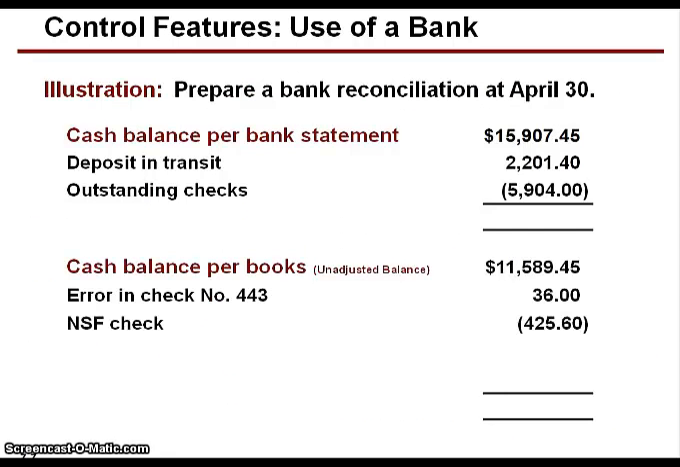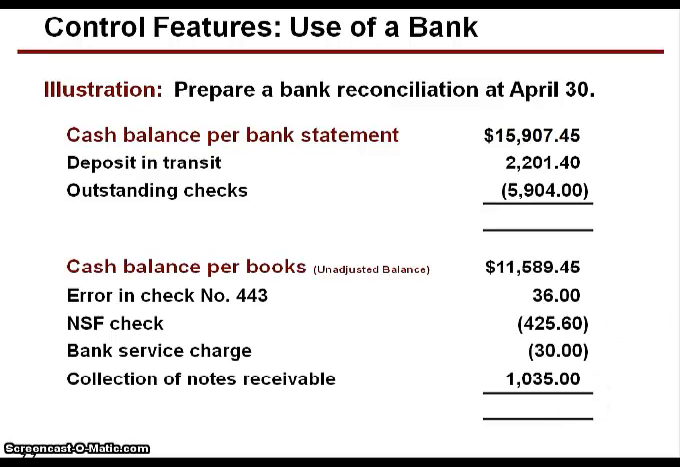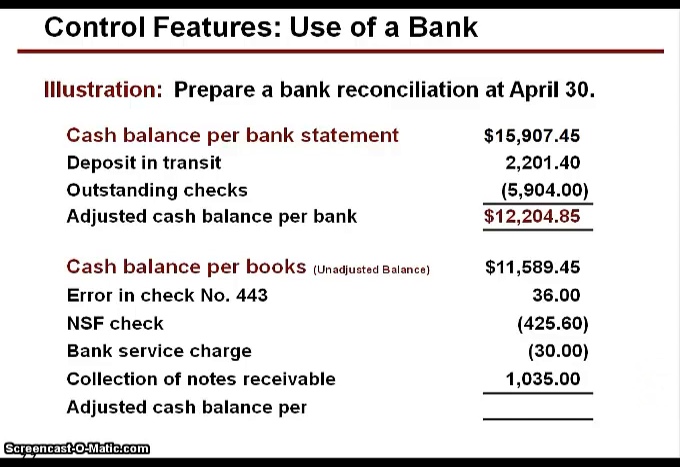Okay, so the NSF check reduces our cash balance. We originally had debited our cash when our customer had paid us. We now find out the check is no good, so we credit our account. The bank service charge reduces our cash balance, and the collection of the notes receivable increases our cash by $1,035. So we now get an adjusted cash balance of $12,204.85.